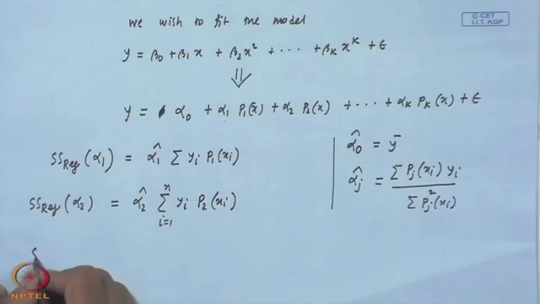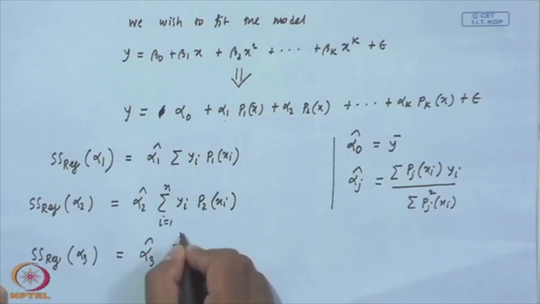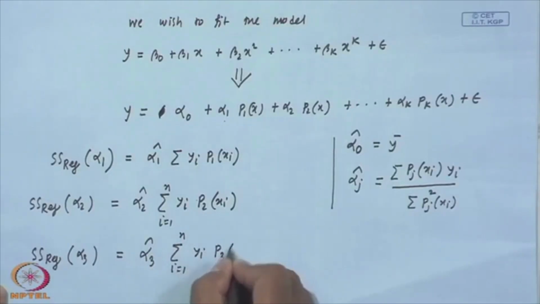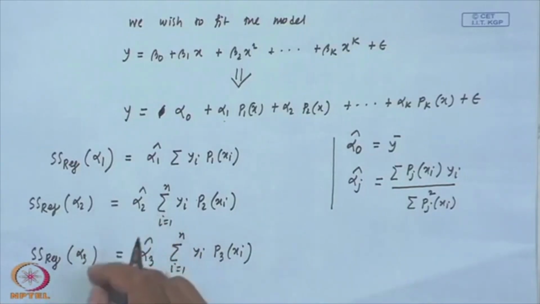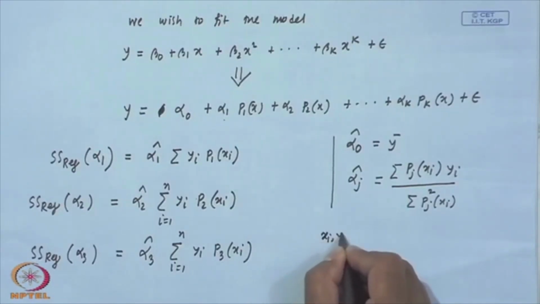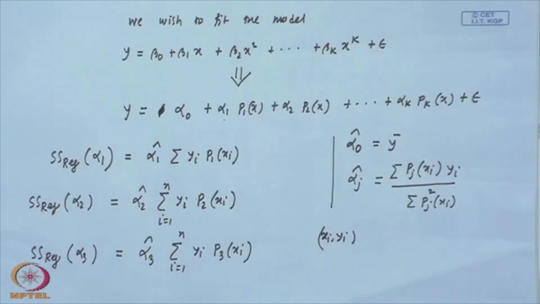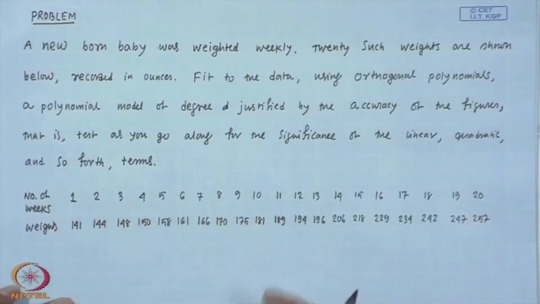And similarly, SS regression due to alpha 3 is equal to alpha 3 hat times the sum for I from 1 to n of y I p 3 x I. Why I am talking about all this SS regression due to alpha 1, alpha 2, alpha 3 is that, given the problem, you have x I, y I values. This is your x I, this is y I.